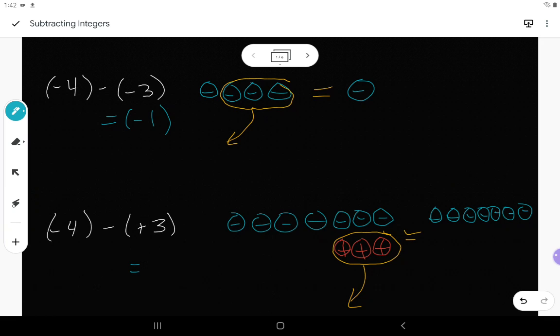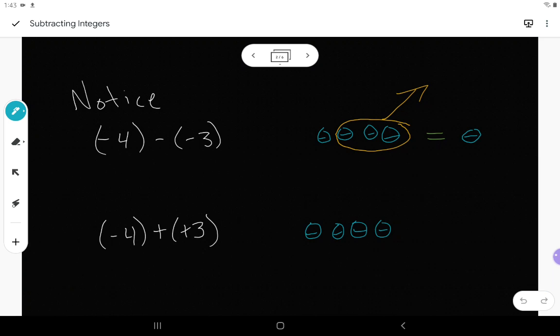So when I am subtracting integers, if I don't have enough of something to take away, then what I need to make sure I do is add in some zero pairs so that I can have enough of a specific type of integer to take away.